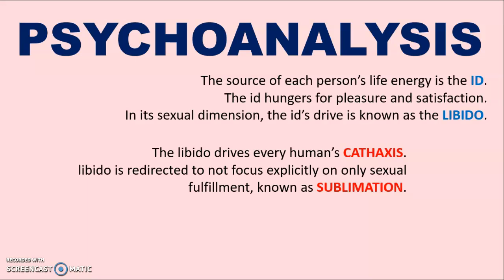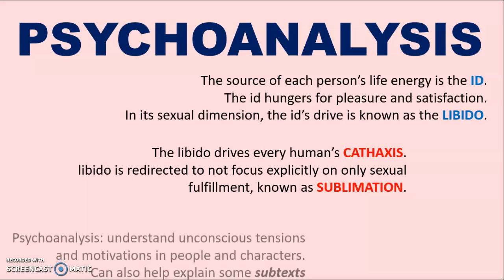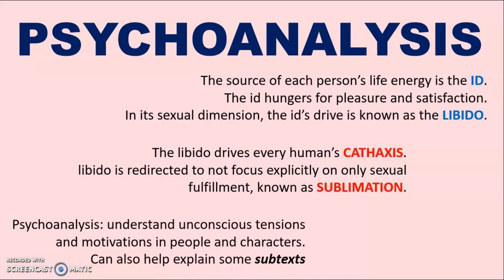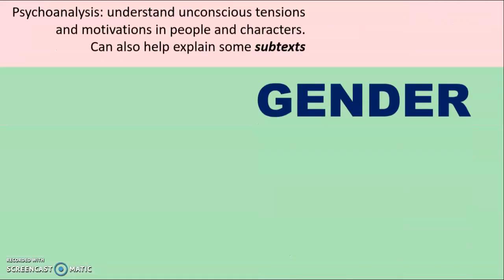This is what Freud says: we are animals, and animals cannot control themselves. So what we have are laws and rules. When we redirect cathexis, libidinous cathexis, it's known as sublimation. And so if we use psychoanalysis as a critical approach, it can help us to understand the unconscious tensions and motivations in characters. It can help you to understand why someone does what they do, and these are called subtexts.